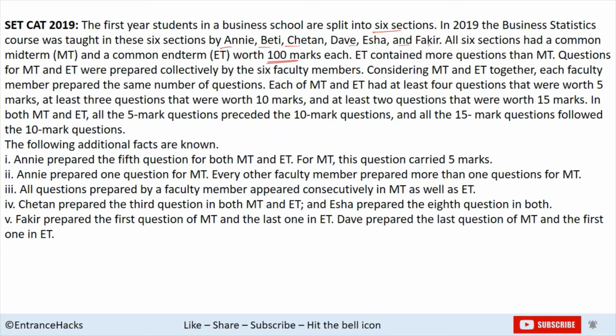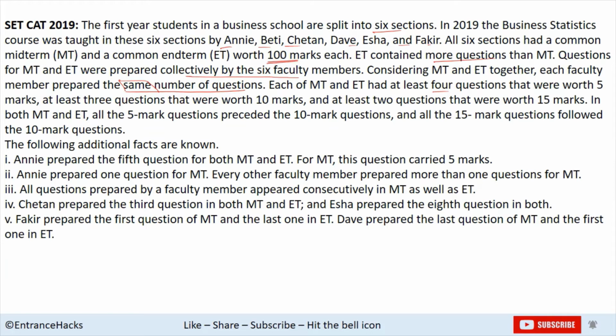Now the end term contains more questions than the midterm. Questions for midterm and end term were prepared collectively by all the 6 faculty members. Midterm and ET together, each faculty member prepared the same number of questions. Okay, there's stress on same number of questions. Each of MT and ET had at least 4 questions that were worth 5 marks. Okay, I'll come to this.